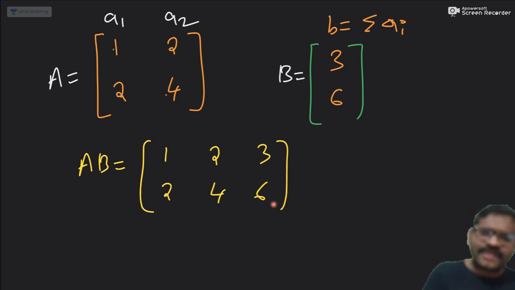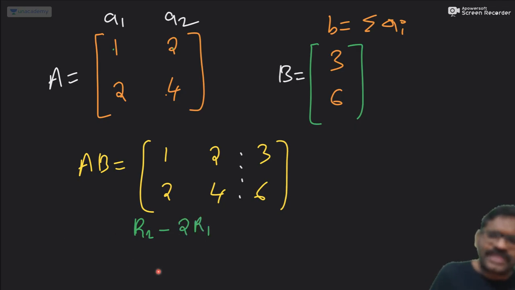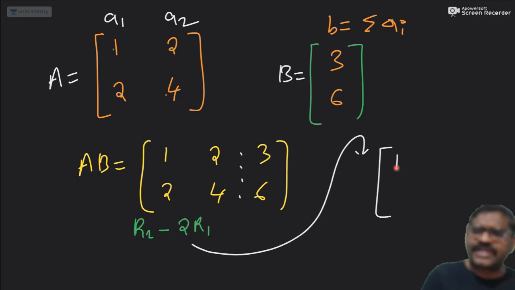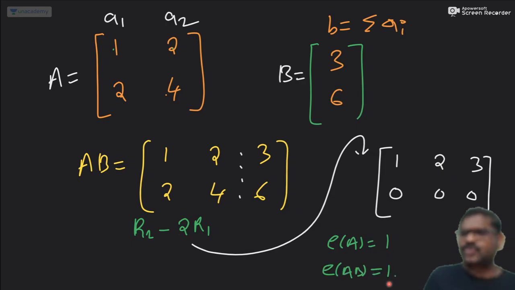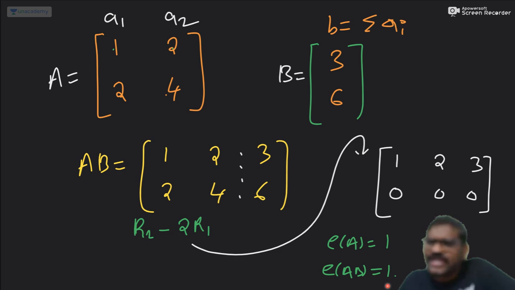Apply R2 minus 2R1. You will get 1, 2, 3, 0, 0, 0. What is rank of A? 1. Rank of AB is also 1. Why is it so? Rank of A and rank of AB are both equal to 1. What is the logic?